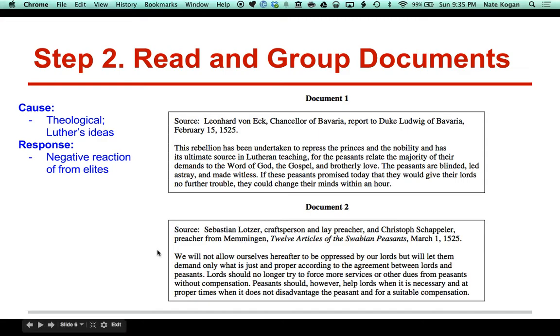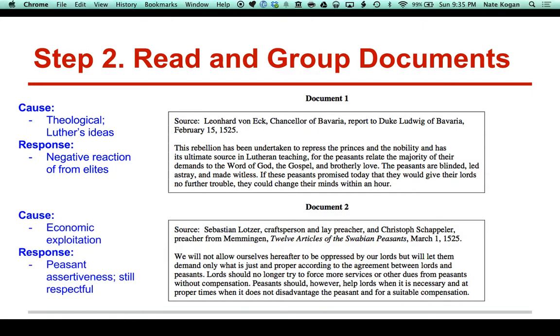So as I read this document, I identify a cause having to do with economic exploitation. It's talking about how lords shouldn't force more services. But the response is that the peasants are assertive, but they're still respectful. That last sentence I can use to offer a more nuanced interpretation. Okay, so as I'm making notes on each of these documents, I'm starting to identify some topics, big themes that could become groups.